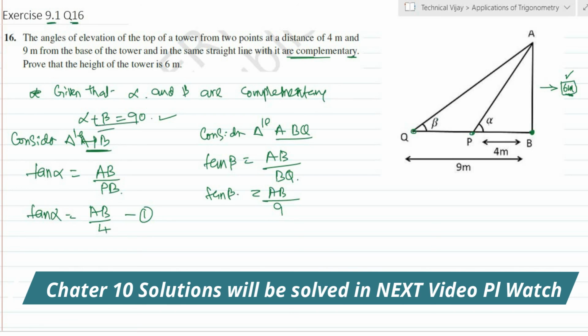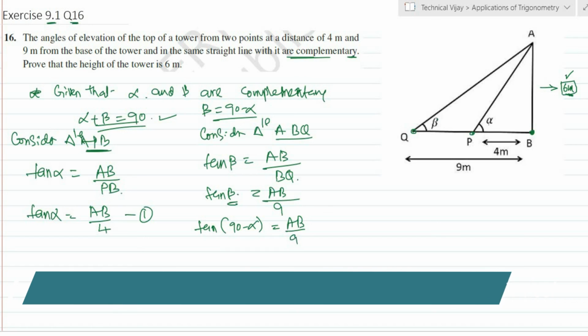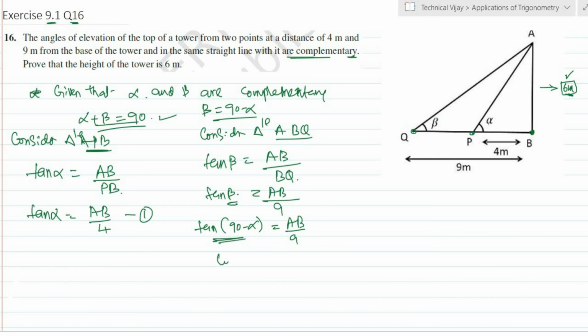We know that alpha plus beta is equal to 90 degrees, so beta is equal to 90 minus alpha. We substitute this. So tan of 90 minus alpha is equal to AB divided by 9. Tan of 90 minus alpha is equal to cot of alpha, because we have seen that for complementary angles. So cot alpha is equal to AB divided by 9. This cot can be written as 1 by tan alpha is equal to AB by 9, or tan alpha is equal to 9 divided by AB. This is equation 2.